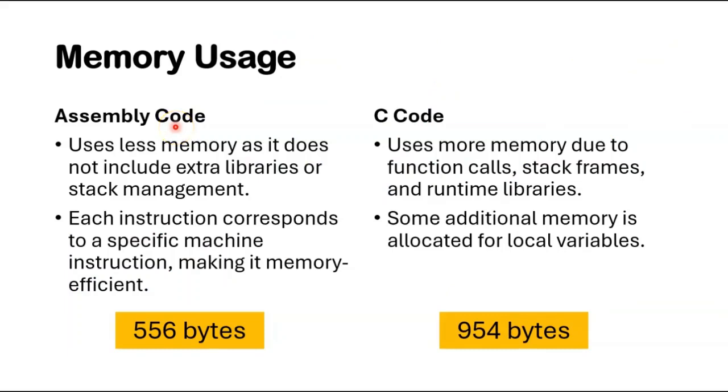Okay, so as we have observed earlier, the assembly language program takes up 556 bytes of memory, whereas the C code takes up 964 bytes of memory. The question is, why is that? Let's take a closer look.